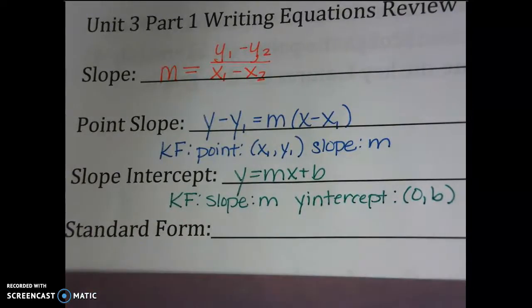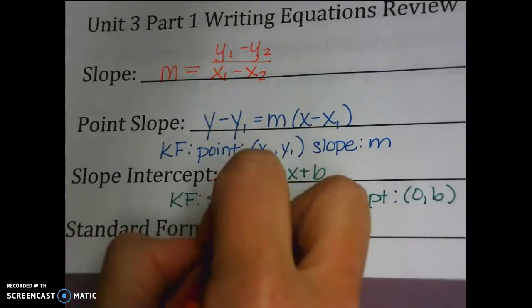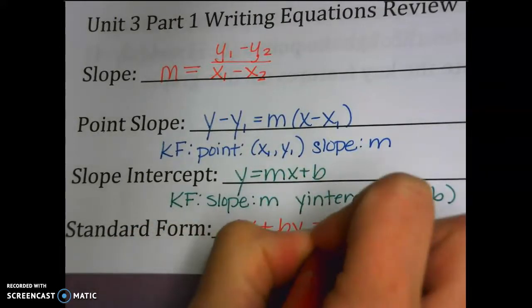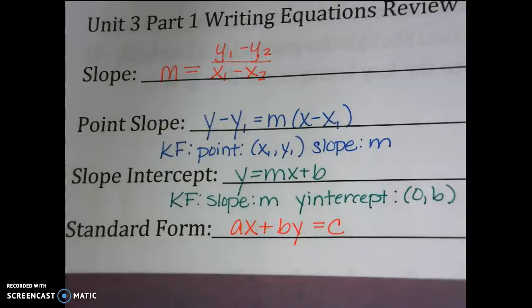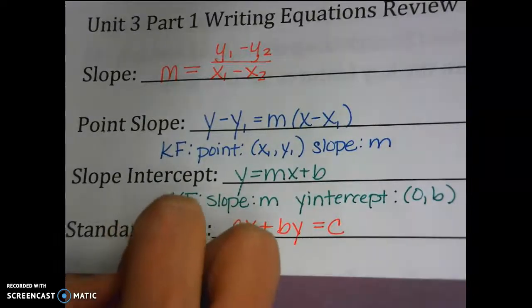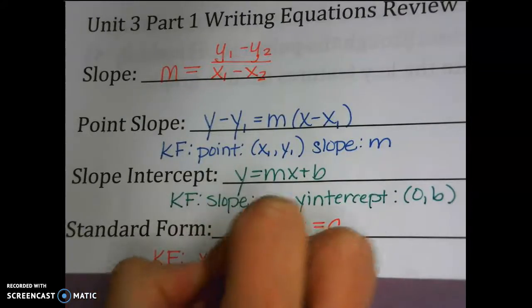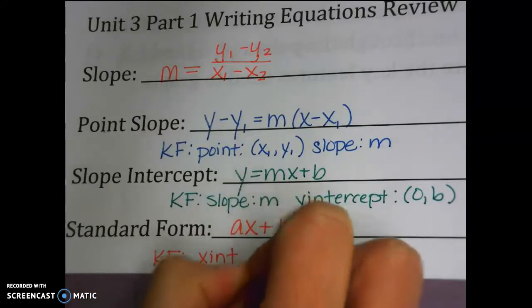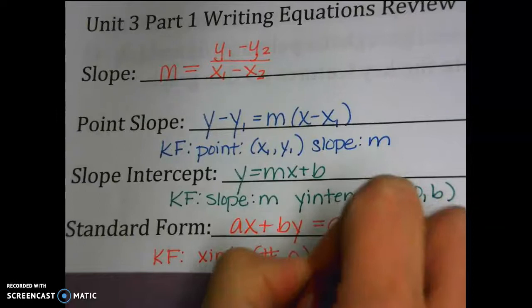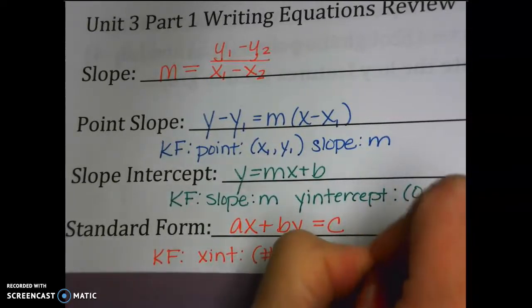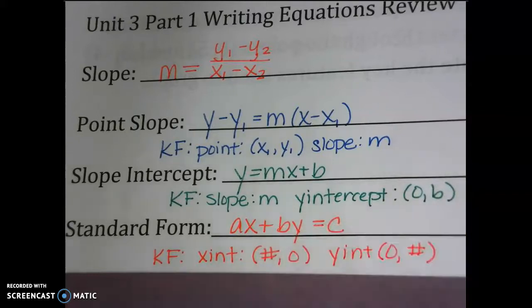Standard form, it's our most recent one: ax plus by equals c. The two key features for standard form are the x-intercept, which is always a number and then 0, and then the y-intercept, which, as we talked about just a minute ago, is always 0 and then a number.